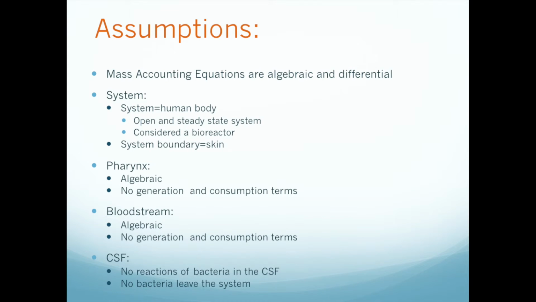For the pharynx and bloodstream of our system, we use the algebraic mass conservation equations, and we assume that there are no generation or consumption terms in these subsystems. Finally, for the CSF, we assume that no reaction of bacteria occurs in the CSF, and no bacteria leave the system after the neuronal damage they trigger.